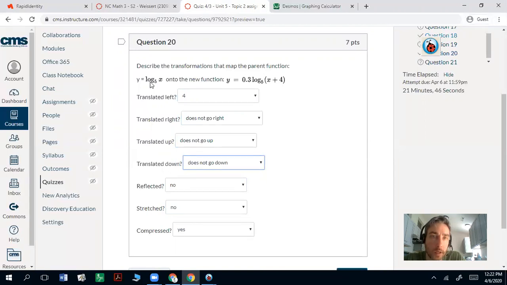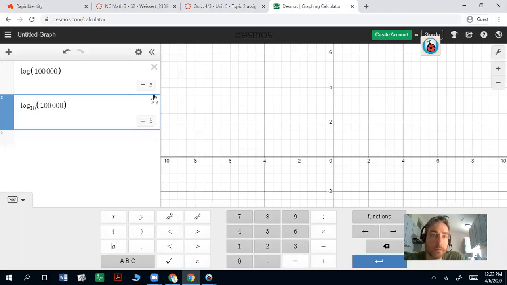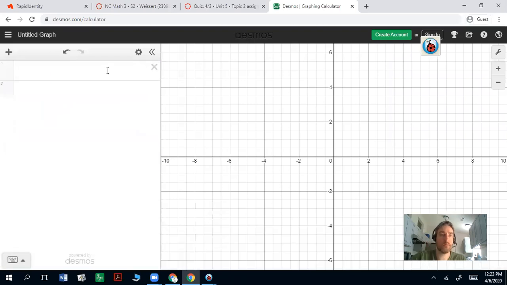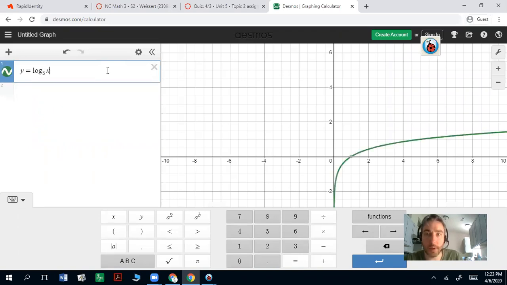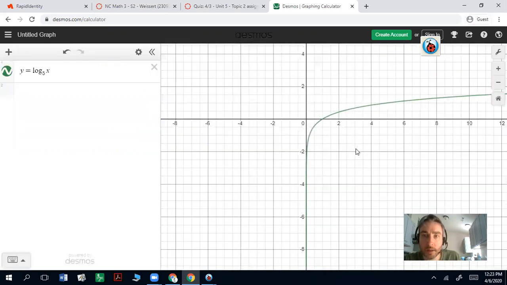Now graph it. Y equals log base 5 of x. Just take a look at that problem for a minute. It's like exponential, but it's reflected over this line. It's an inverse of exponential. Now it's going log base 5 of x.